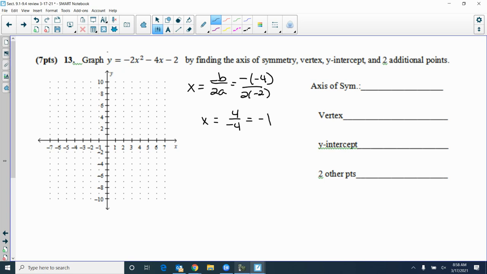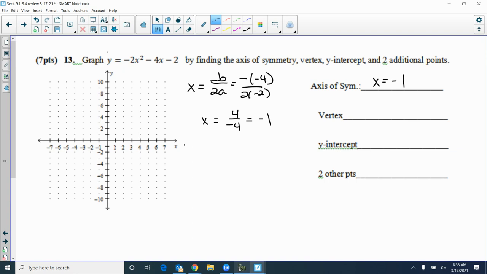Hey, we get -1 for axis of symmetry. So x equals -1. Zane, did you get that? Yeah. Okay. All right, so make sure you got -1 for your axis of symmetry. And so now we gotta plug in, all right, so it's gonna change. Okay, so now we plug that in, -1.